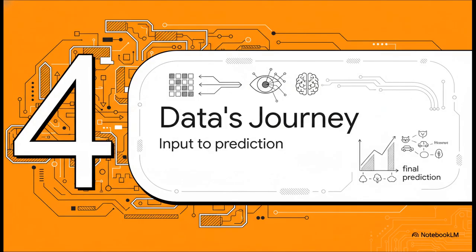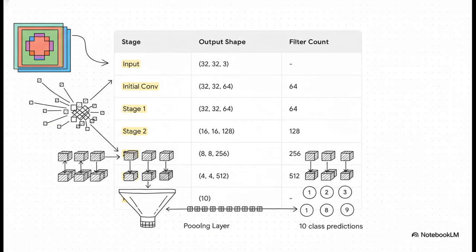So we've built the network in our heads. Now let's switch hats. Let's follow a single image on its journey as it flows through this whole architecture we've designed, all the way from a humble grid of pixels to a final, confident prediction. Let's trace this journey. We start with a 32 by 32 image with 3 color channels. The initial convolution layer turns it into a 32 by 32 tensor, but now with 64 channels or filters. See? Same size, but deeper. Stage 1 keeps that same shape. But now watch stage 2. This is our first downsampling. The output is now 16 by 16 by 128. The height and width are cut in half, and the number of channels is doubled.